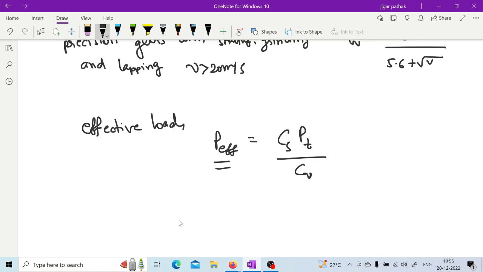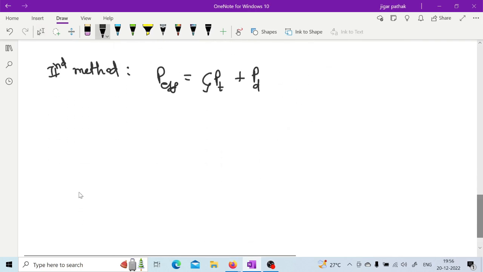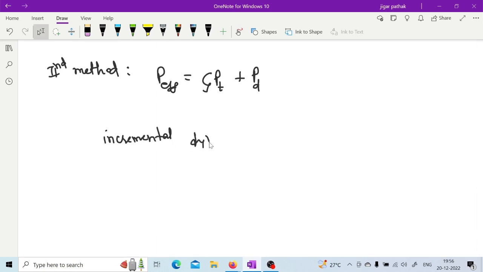Now if we go for the second method, then in that second method, this P effective is given by CS PT plus PD, right? So here PD is nothing but the incremental dynamic load, which is given by Buckingham. Because beyond this baseline velocity of 20 meter per second, this velocity factor is not going to work effectively. So that is why we need to consider this effective load.